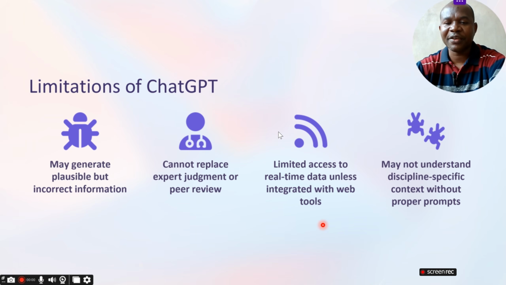when it comes to peer reviewing. How about limited access to real-time data unless integrated with a web tool? There is some information artificial intelligence cannot access. And of course, when you put some prompts on ChatGPT, it will tell you, I can't access this information. So, depending on the information that you are interested in, ChatGPT has its own limitations.